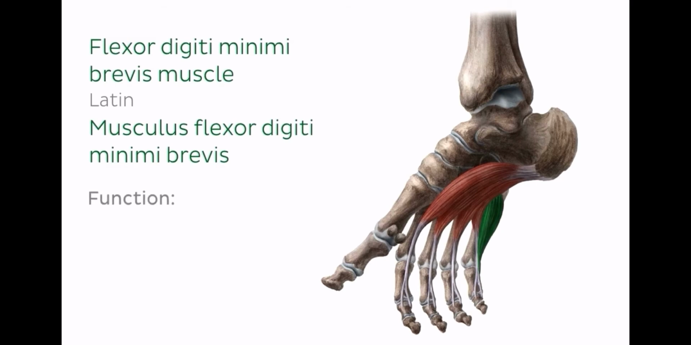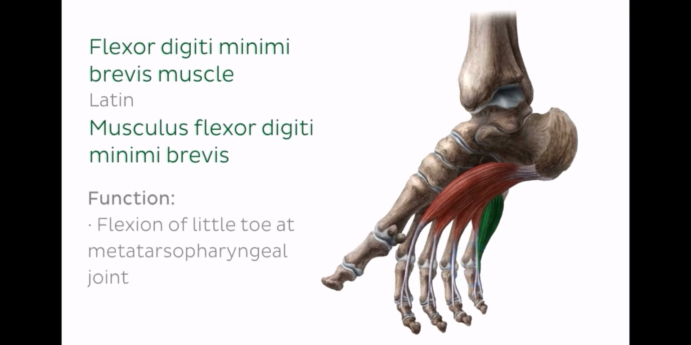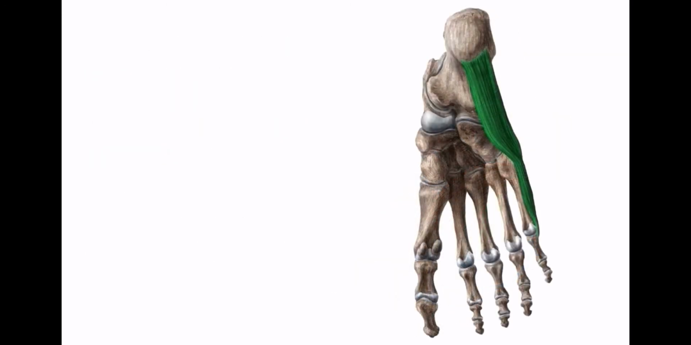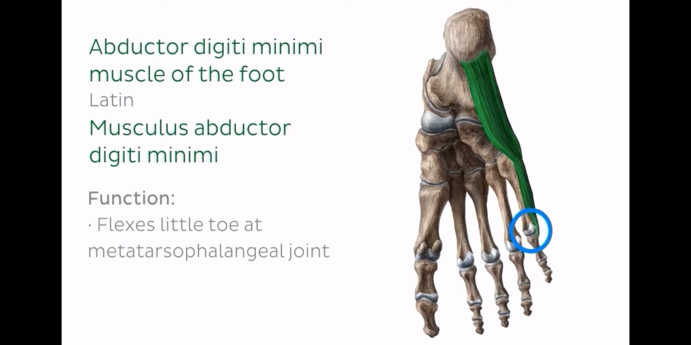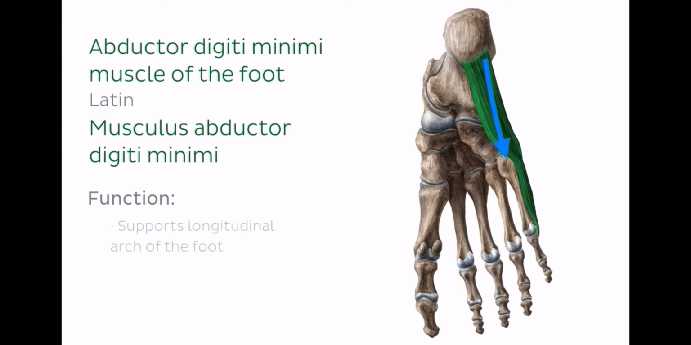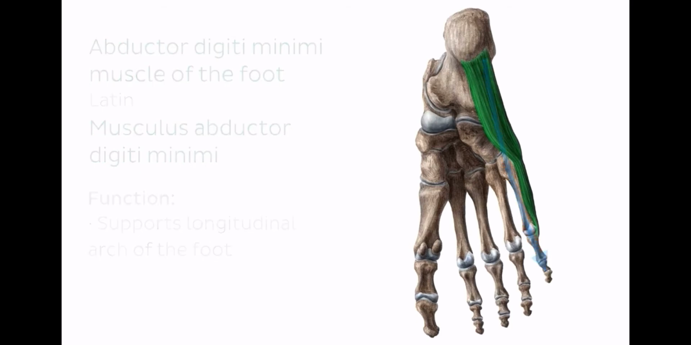This muscle helps to flex the little toe at the metatarsophalangeal joint. Moving on now to the abductor digiti minimi muscle of the foot. We can see that this muscle is involved in flexing the little toe at the metatarsophalangeal joint, and it helps to abduct the little toe. The abductor digiti minimi also helps support the longitudinal arch of the foot.